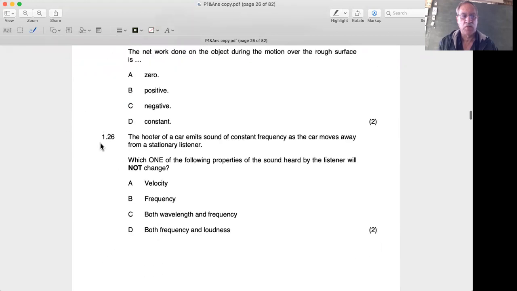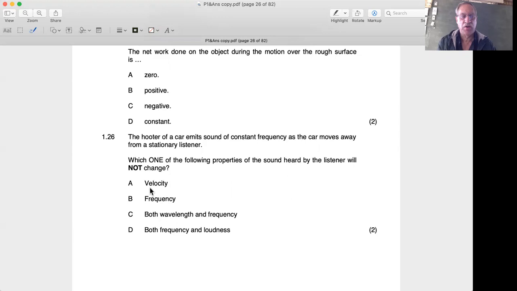Okay, here's a Doppler question. The horn of a car emits sound of a constant frequency as the car moves away from a stationary listener. So the listener is stationary, the car is moving. Which one of the following properties of the sound heard by the listener will not change?